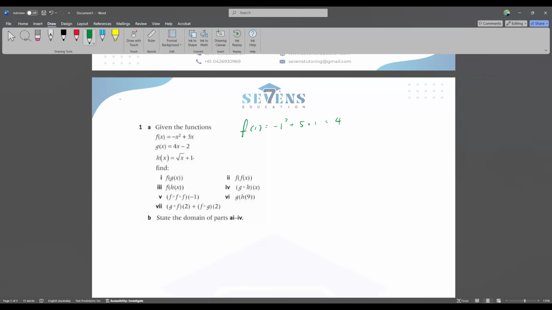Wait, Michael, for the x squared, you never want it to be negative, right? No. It will never give you a negative, but you can put a negative value in there. For example, what is f of negative 1? It's negative 1 squared plus 5 times negative 1. That is 1 minus 5, which is negative 4. Okay.